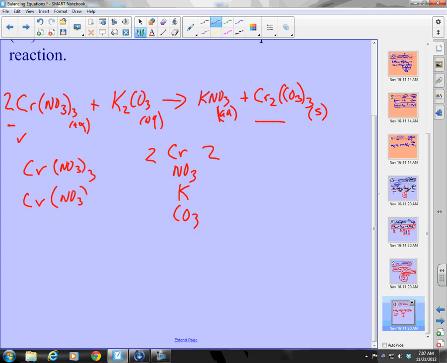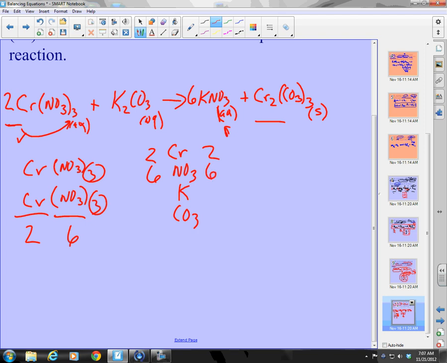And so how many chromiums do I have? That's easy to see. How many nitrates do I really have here? Well, I have 3 here and 3 here, so I have 6. So you'd take your coefficient and multiply it by the subscript. I have 6 nitrates here, and I have 1 written here, so what do I need to do? Let's put a 6 here. So now I have 6 nitrates here.